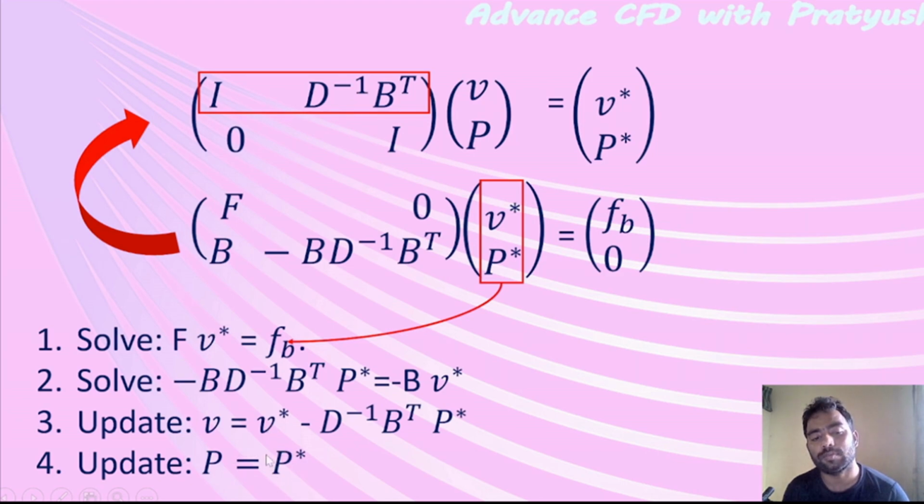And again we go to the first step, and using this P we again find V star, and from V star we again find P star, and from P star we again update the value of V. We will iterate these steps 1, 2, 3, 4 until the difference between two successive velocities or pressures is within your tolerance. So you will provide some tolerance value for V and P. If the tolerance is achieved, then you say that the solution of V and P has been found. So this is the complete SIMPLE scheme.